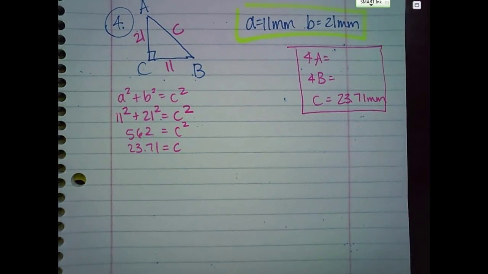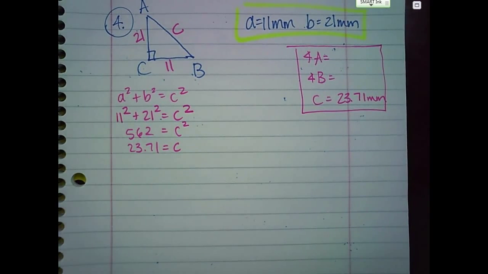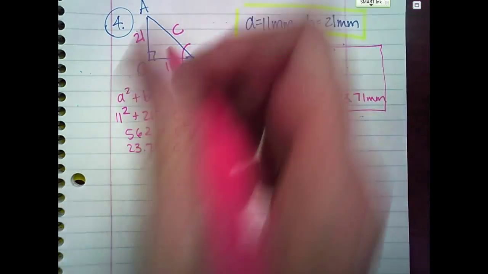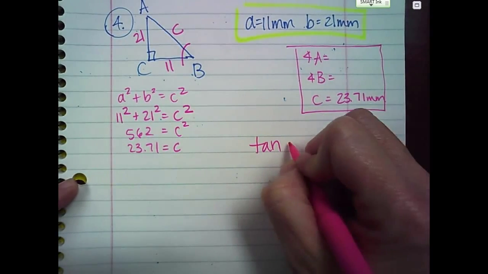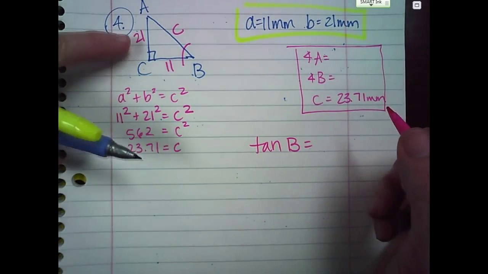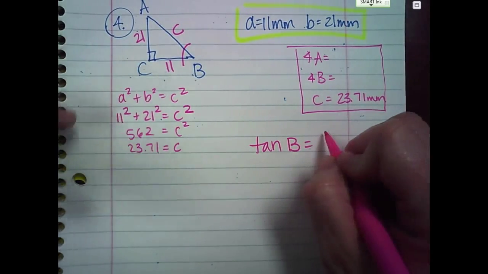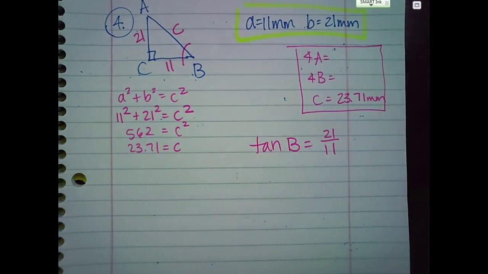Now then, you have to find A or B. It doesn't matter, you know all the sides. But if you want to use what's given, just pick an angle. Let's say we pick angle B. They gave me opposite and adjacent, didn't they? What is that? Tangent. So tangent of B, because that's what we're looking for, is opposite over adjacent. So 21 over 11.